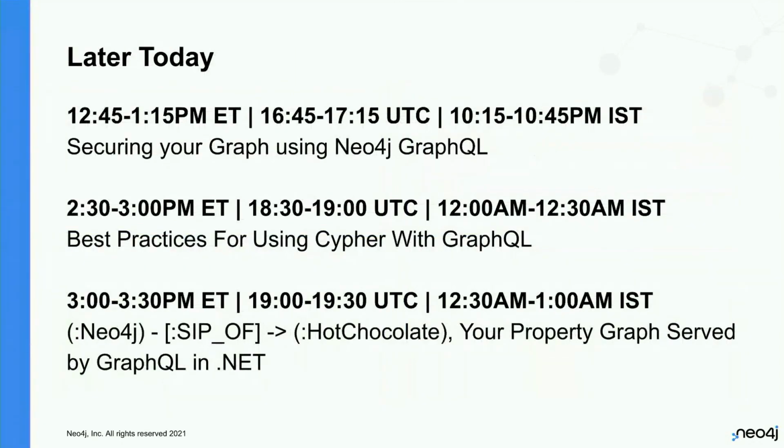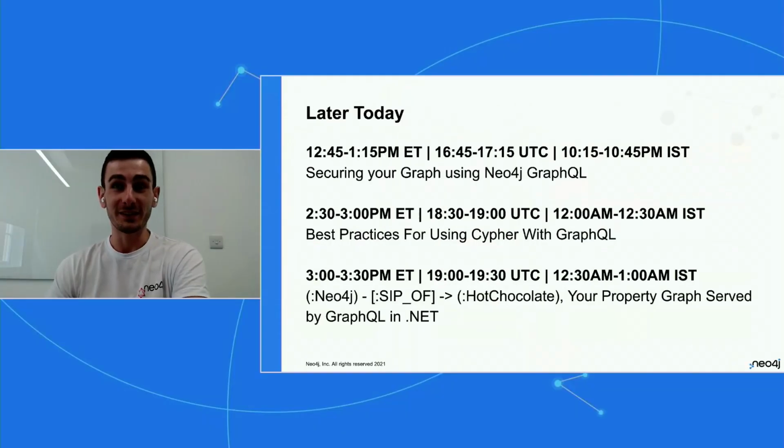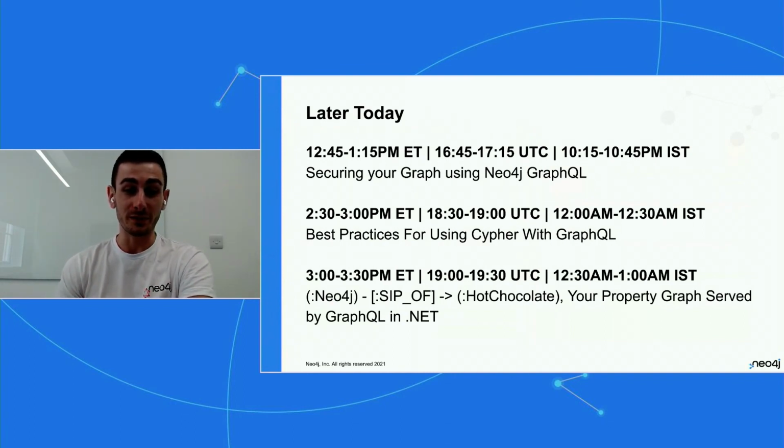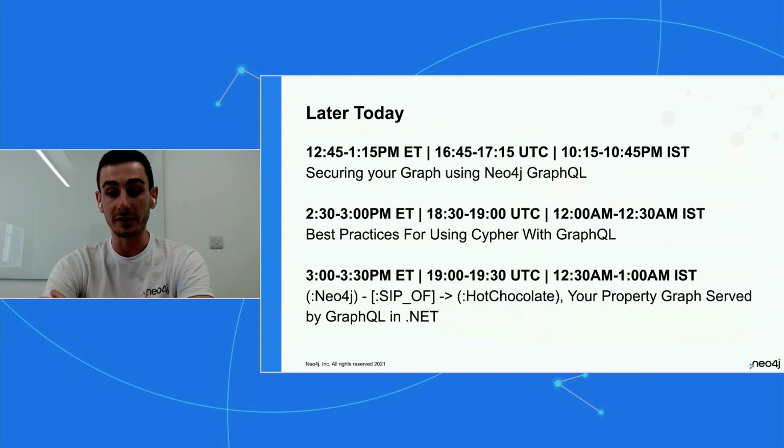Also in the future, but only later today, there are 3 talks left to do with GraphQL. So in a few hours' time, Dan, as I've mentioned, is going to be talking about securing your graph using Neo4j GraphQL. Then later, Will Lyon from the developer relations team and one of the developers of the original GraphQL library is going to be talking about best practices for using Cypher with GraphQL. And then straight following that, Arif, who's been working on Hot Chocolate, which is a .NET library which allows you to query databases using GraphQL, has been working on a Neo4j integration for that, which will open up Neo4j and GraphQL to the .NET world, which is obviously a very different world to that of JavaScript and TypeScript.